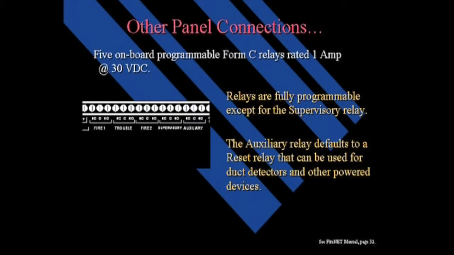The panel is equipped with 5 onboard programmable Form C relays rated at 1 amp at 30 volts DC. The relays are fully programmable with the exception of the supervisory relay, which is fixed. By default, the auxiliary relay activates for 5 seconds upon system reset. This can be used for duct detectors or other 4-wire powered devices.